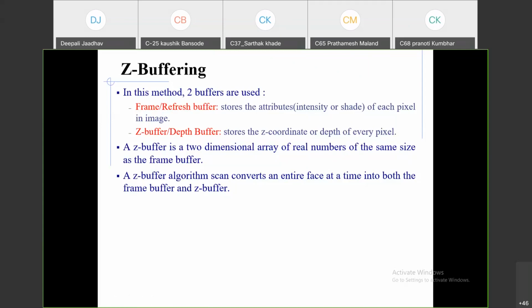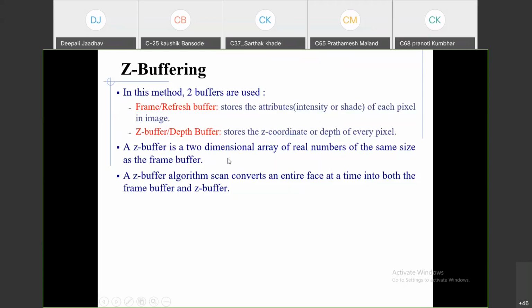Intensity, shade, and X, Y coordinates are all stored in the frame buffer. The second buffer is the Z buffer, or depth buffer, which stores the Z coordinate or depth of every pixel. As I told you, the Z coordinate is found and that value is stored in the Z buffer. Always remember there are two buffers: the frame buffer stores the color, intensity, shade of each pixel, and the Z buffer stores only the Z coordinate or depth of every pixel.